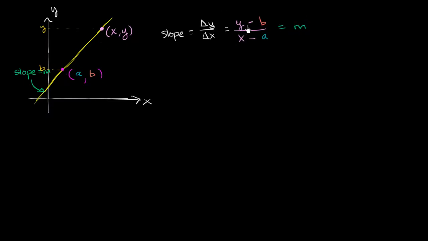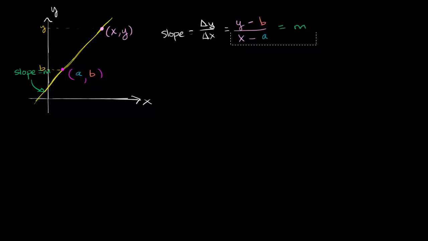And so what we've already done right here is actually create an equation that describes this line. It might not be in any form that you're used to seeing, but any (x, y) that satisfies this equation will be on the line, because the slope between that (x, y) and the point (a, b) is going to be equal to m. So let's now convert this into forms that we might recognize more easily.